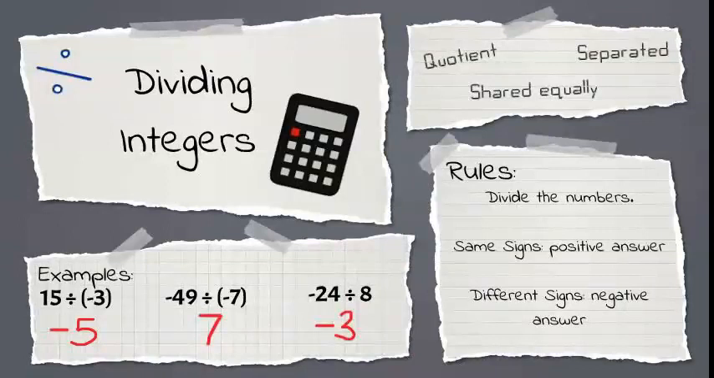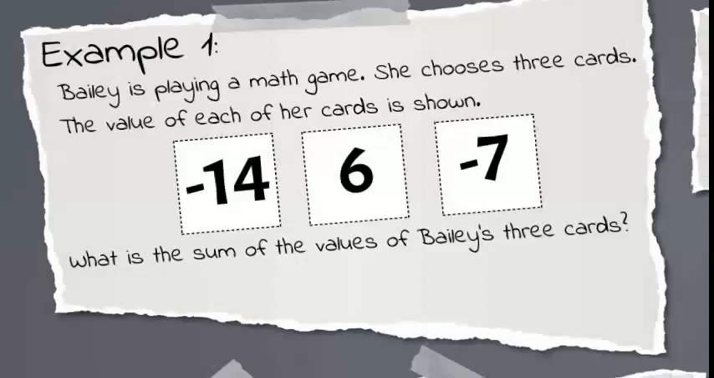Now we've covered all the rules, so it's time to take what we've learned, mix it in with a little order of operation, and try some more challenging problems. Example 1. Bailey is playing a math game. She chooses 3 cards. The value of each of her cards is shown. What is the sum of the value of Bailey's 3 cards?